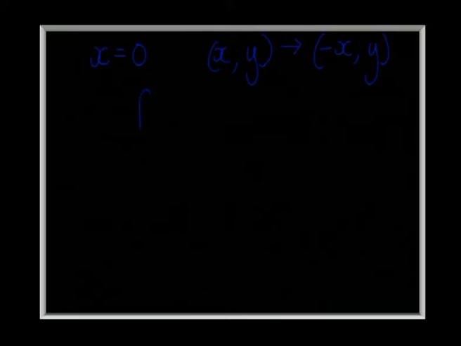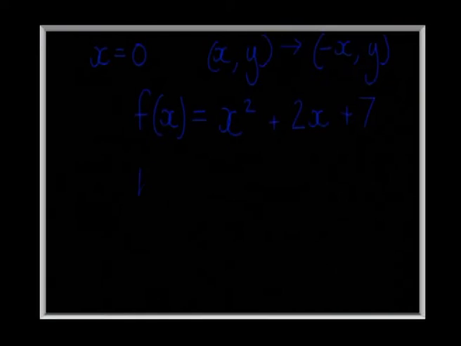We need to use a different example for this, because the other example will just reflect to exactly the same function. So let's say f of x is equal to x squared plus 2x plus 7. The question will ask to reflect f of x about the y-axis to the function h of x. So let's see how we do that. First, start off by renaming your function h of x. And now change all of the values of x to a negative.